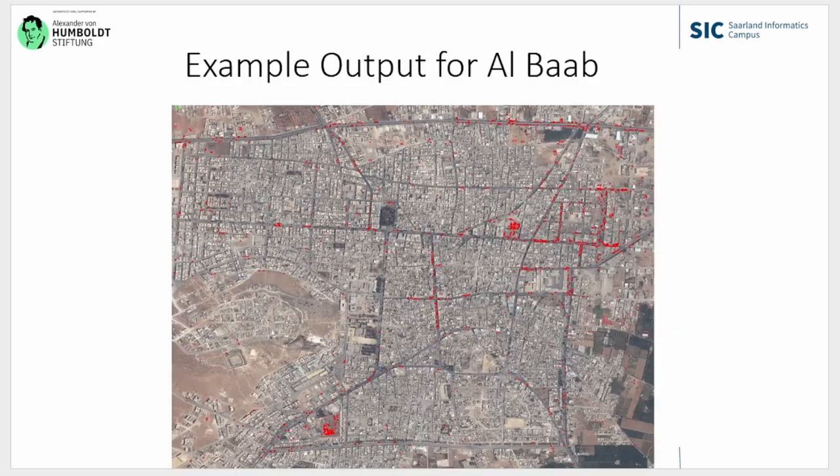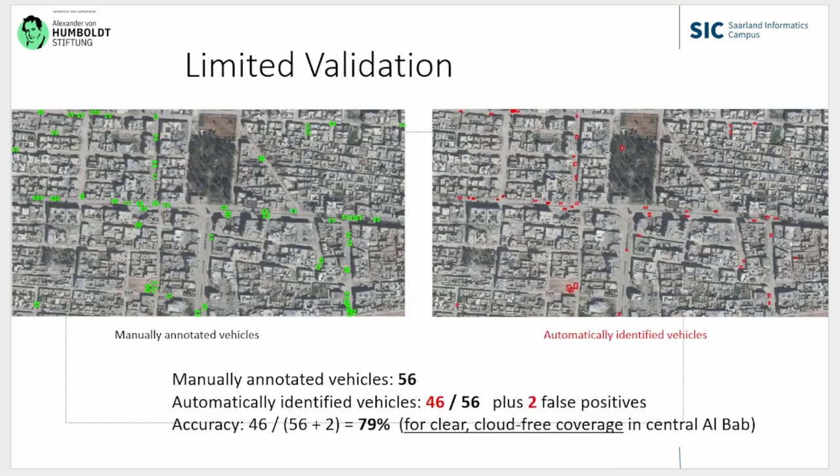How well does it work? Here on the left, we have manual annotation. On the right, you have the computer output. It looks okay-ish. And sometimes even with the manual annotation, it's hard to say. You see in this part, there's something where the manual annotator thought this is probably not a car, but something is detected there, where you can see a clear difference between the two.